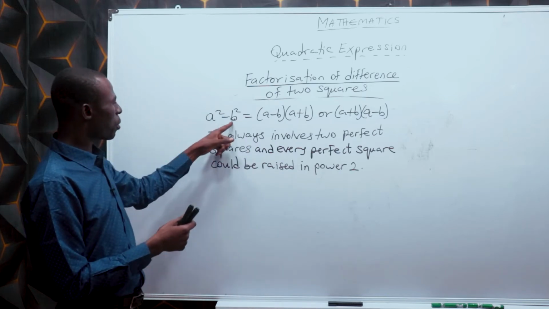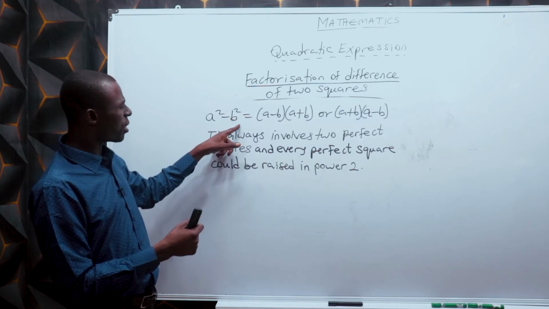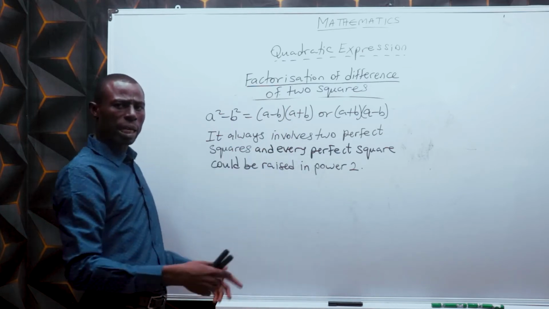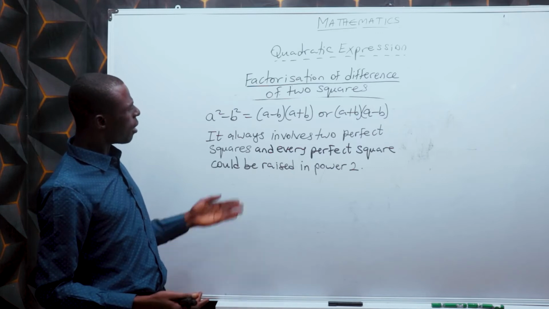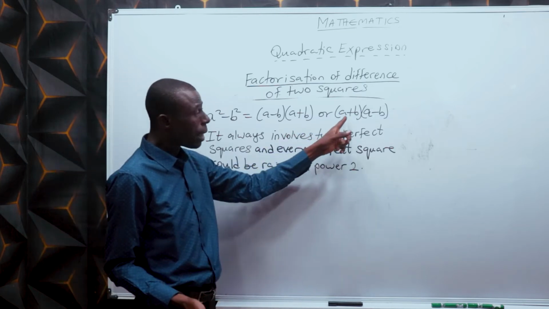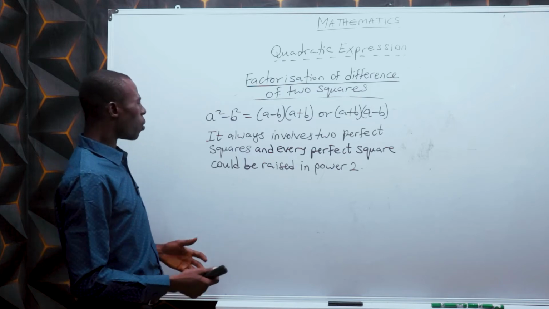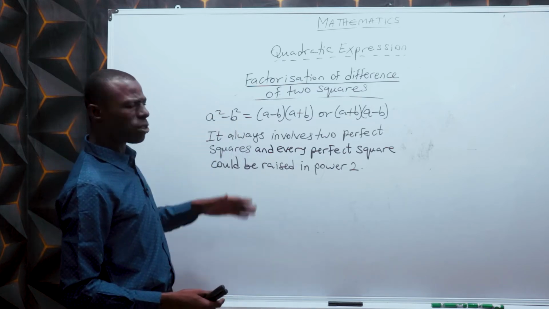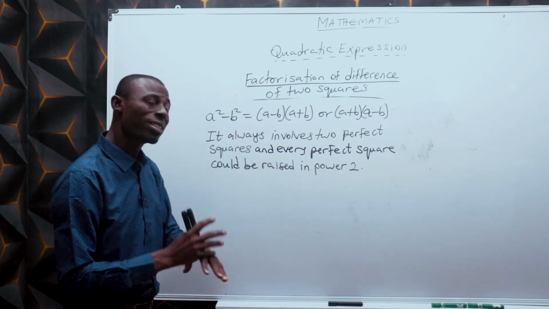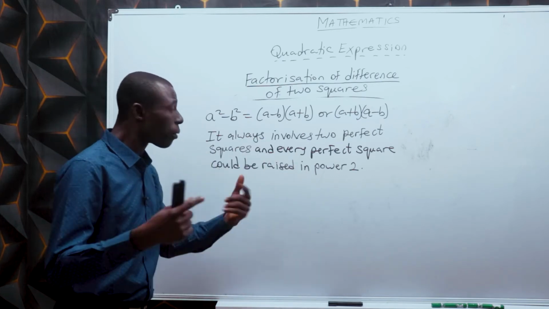Example is a square minus b square. Anytime you have it like this, a square minus b square will be equal to a minus b in brackets into a plus b in brackets. You will be saying, okay, why only a minus b first? It could be the other way around. It could be a plus b into a minus b. I hope it is clear. Now, this difference of 2 squares we are talking about always involves 2 perfect squares. And every perfect square could be raised in power 2.